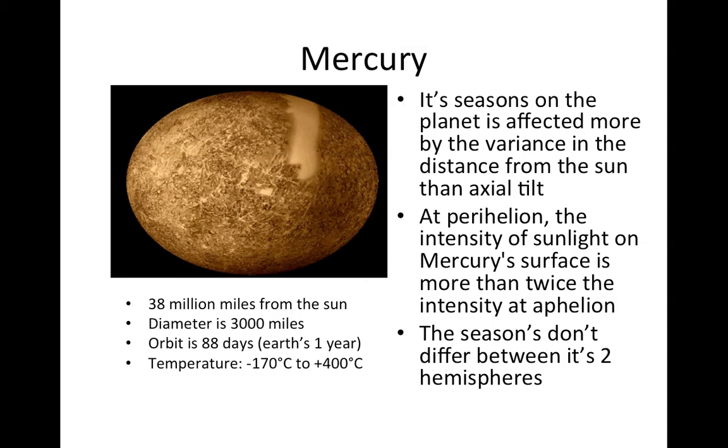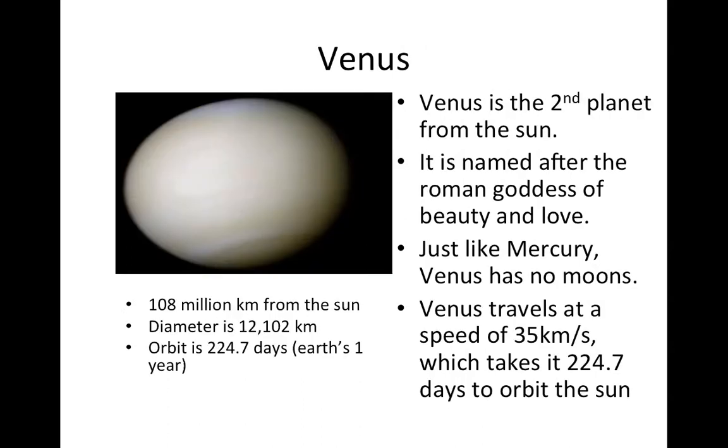So this variance in distance actually affects the seasons on Mercury. Mercury has only one season entirely. It doesn't have different seasons like we get here on Earth, where one hemisphere is experiencing one season while another hemisphere is experiencing a different season. You don't get that on Mercury. All through its year, it experiences just one season.